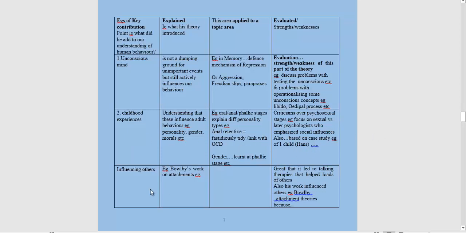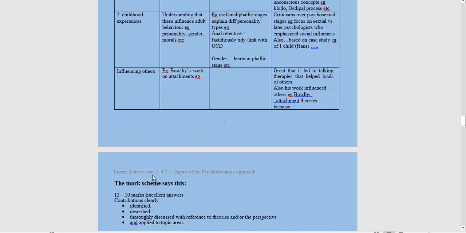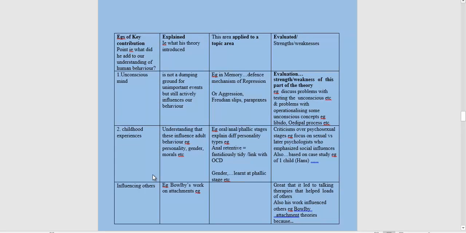We also have another contribution. He influenced many other people. We've got also his therapy and so on and so forth. Okay, so they're all contributions that he has made, or that the psychoanalytic approach has made.